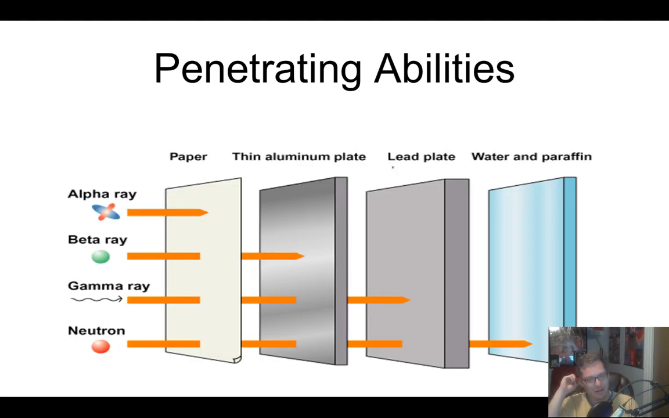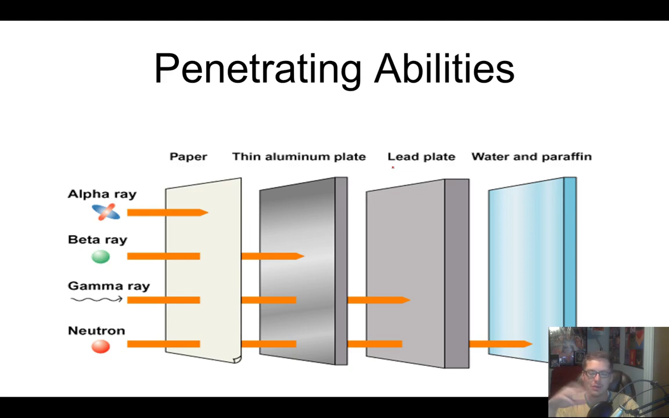I almost forgot. All right, so the penetrating abilities of each of these, and this is just a diagram representing each one. So we got alpha rays at the top. They're stopped by paper. Beta rays are stopped by aluminum plates. Gamma rays are stopped by lead. Now the last one is a neutron. If you have a high energy neutron just shooting through space, that's bad news. They're really, really hard to stop.